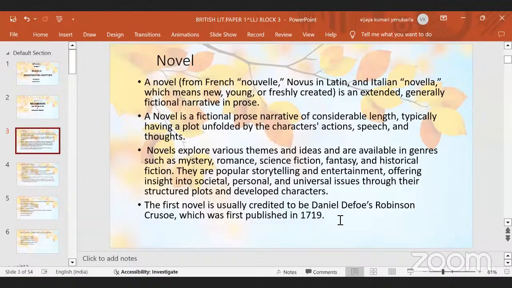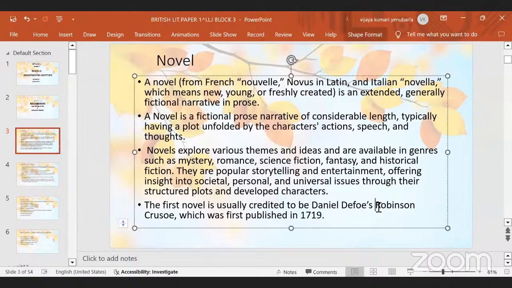The first novel is usually credited to be Daniel Defoe's Robinson Crusoe, which was first published in 1719 in English. Robinson Crusoe is the name of the novel, which was published in 1719. So this is the first English novel.